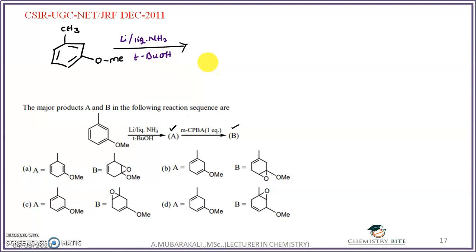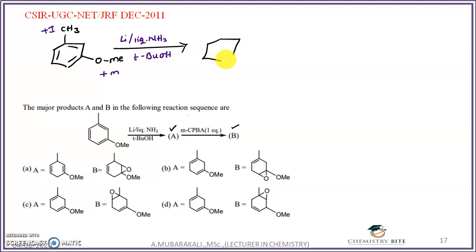Here you are having two substituents, and both are electron releasing groups. This is the plus M group and this is the plus I group. If you are having a plus I or plus M group on the aromatic ring, you will get a cyclohexadiene in such a manner that these groups will get attached to the double bond. So product I will write like this.